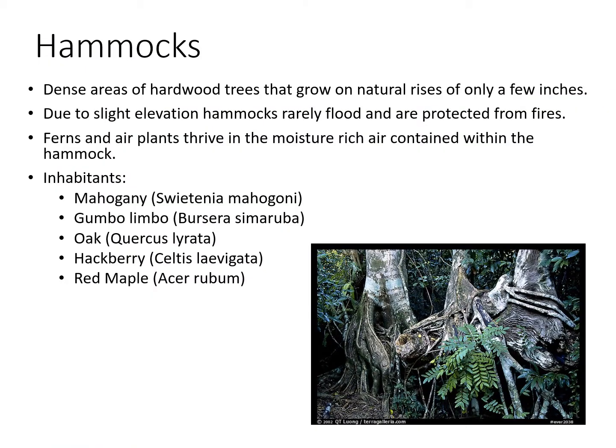All right, hammocks. These are areas where you have hardwood trees that grow just a few inches above the low-lying areas. They're protected from fires during the dry season. Ferns and air plants thrive in these kind of moisture-rich hammocks within that area. And what you find are oak trees, red maple, hackleberry, gumbo limbo, and mahogany are typical species of trees you find here.